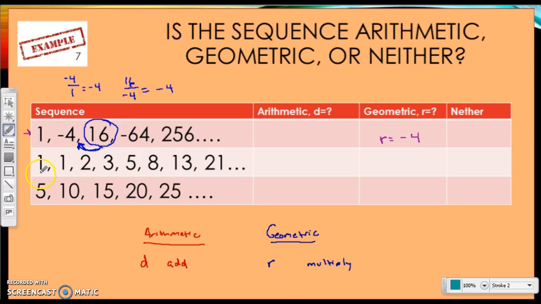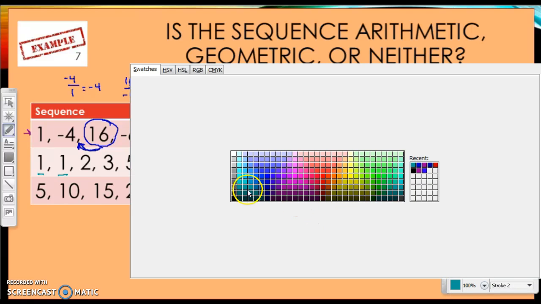All right, how do I get from 1 to 1? Well, I could add by 0. I could multiply by 1. When I go from 1 to 2, I add by 1. When I go from 2 to 3, I add 1 again. 3 to 5, wait, now I'm adding 2. 5 to 8, now I'm adding 3. Okay, I don't have a common difference, and I don't have a common ratio. They're doing something different each time. So that guy is going to be neither, because I don't have a common number that I'm either adding or multiplying. All right, so let's take a look at this last example here.